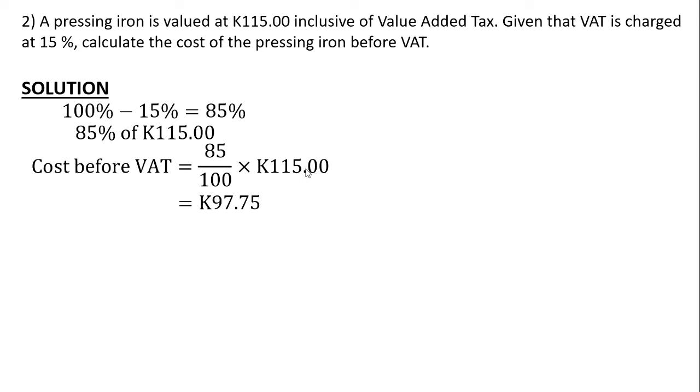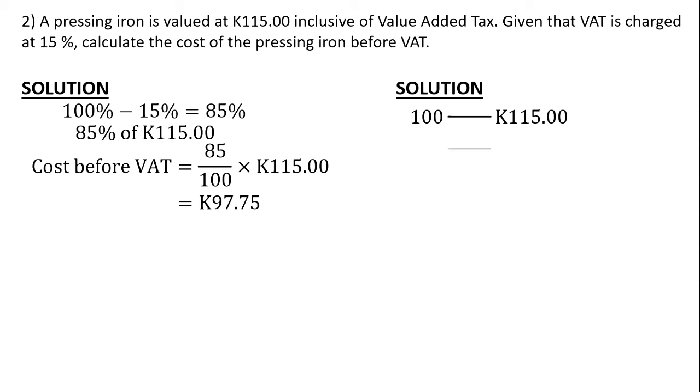Therefore, the pressing iron costs 97.75 kwacha. The cost of the pressing iron was valued at 97.75 kwacha before VAT was added. Or you can say 100% is 115 kwacha. Subtract 15% from 100%, you get 85%.